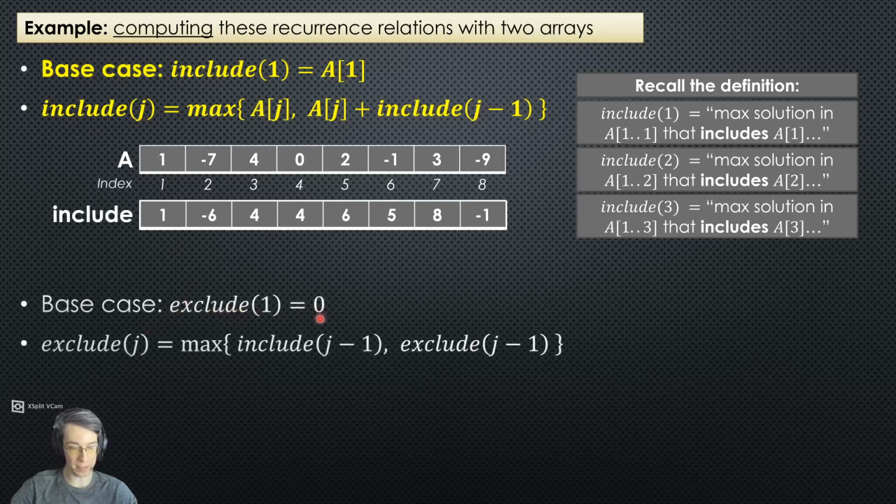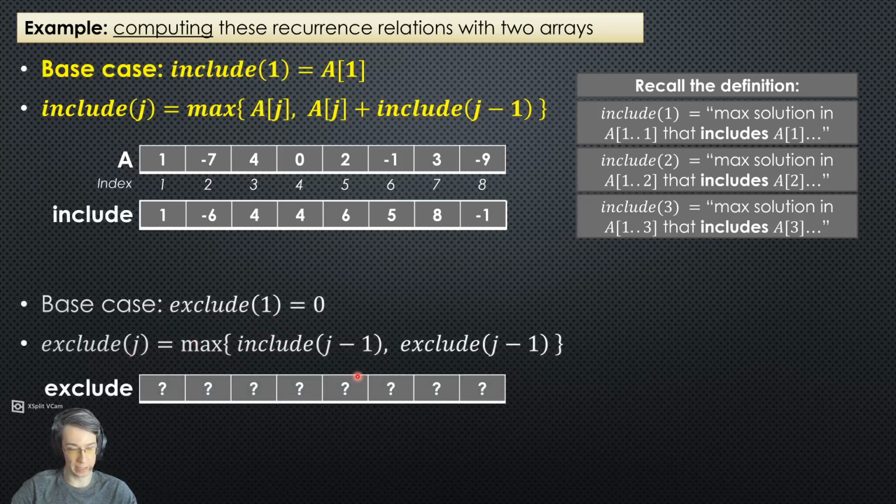Now, to compute exclude of j, we have our base case. Exclude of 1 is 0. And then exclude of 2, 3, 4, 5, we're going to fill in using this recurrence relation, okay? So we're going to fill in include first, because it just depends on earlier elements of its own array, whereas exclude depends on include. So we're going to fill in exclude after we fill in the relevant include entry. So you can see exclude of j depends on include of j minus 1 and exclude of j minus 1.